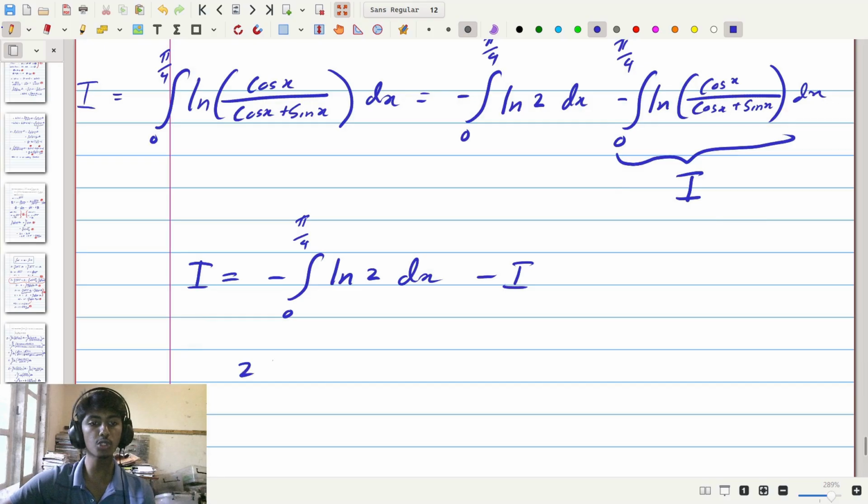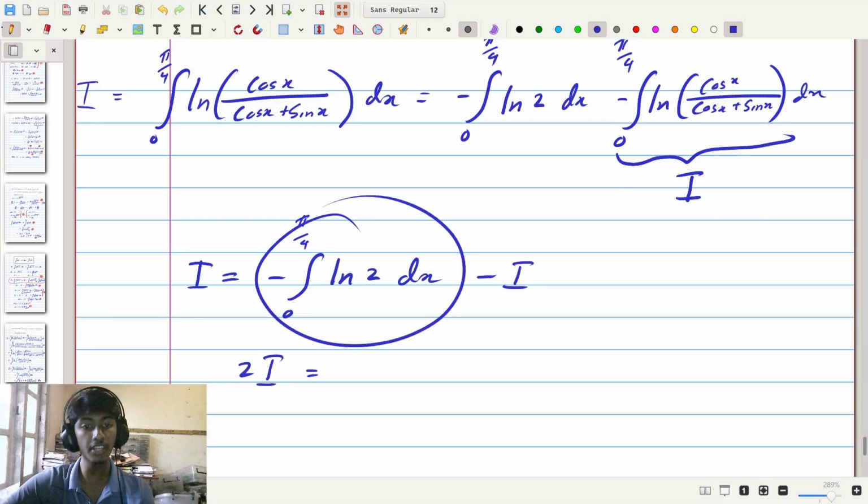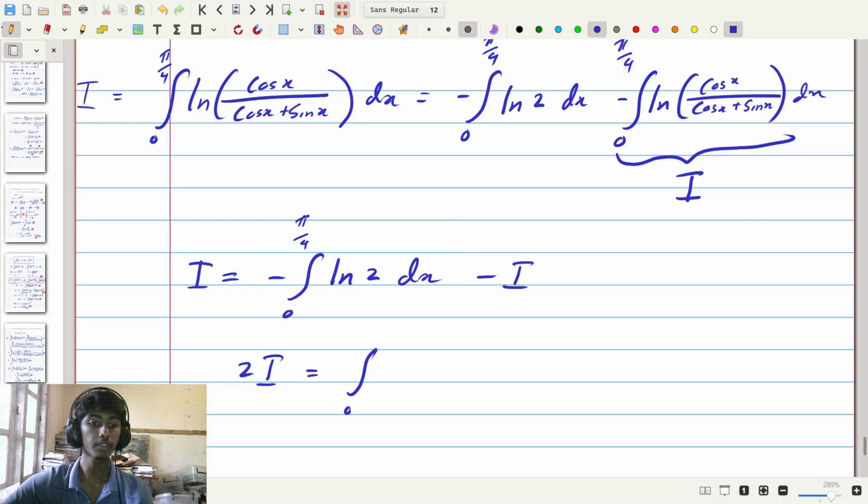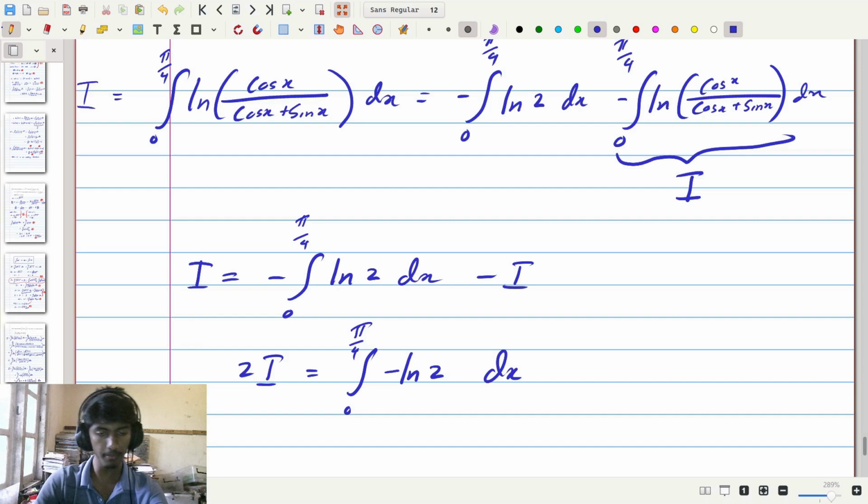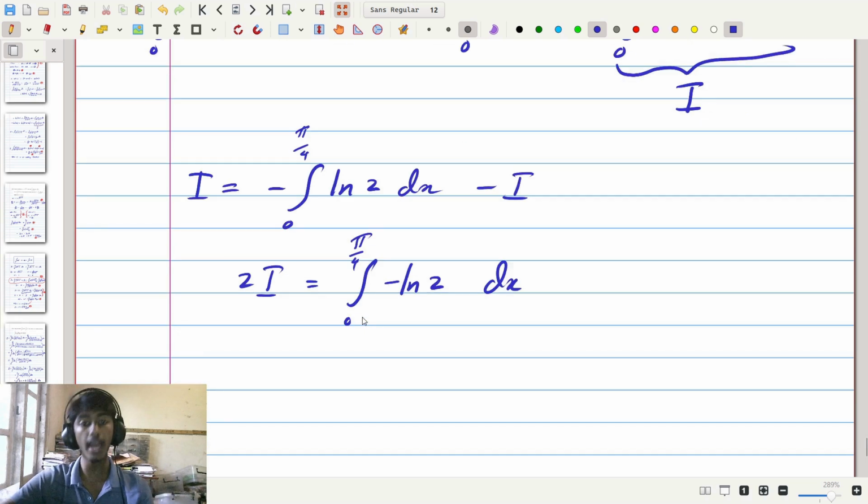According to that, we have 2I being equal to this integral, and over here I'm going to take the minus sign inside and write this as being equal to the integral from 0 to pi by 4 of the negative logarithm of 2, taken with respect to x. Now everything is extremely simple. It's extremely simple because all we have here is the integral of a constant.